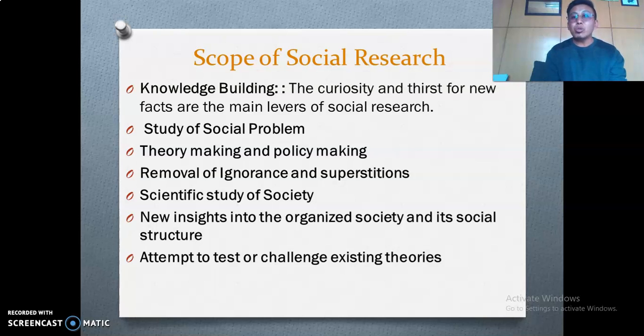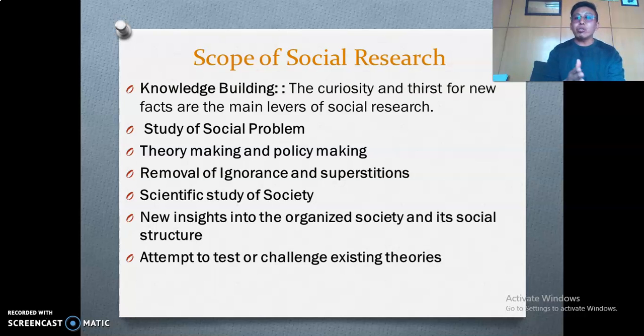And then we come to the scope of social research. The first scope of social research is knowledge building. In our society, different knowledges already exist. So by carrying out a social research, our first scope is that it will add some new information and new data into the existing one.